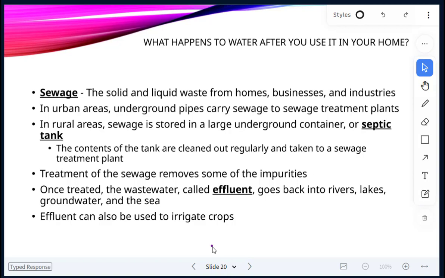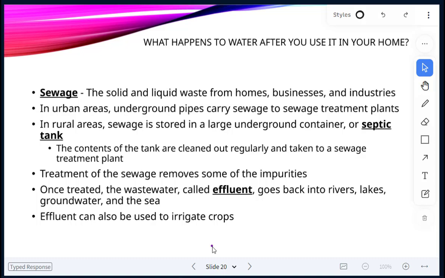All right, and then what happens to water after you use it in your home? Sewage is the solid and liquid waste from homes, businesses, and industries. In urban areas, there are underground pipes that will carry the sewage to a sewage treatment plant. If you're in a rural area, that sewage gets stored in a large underground container called a septic tank. And then every so often, that tank has to be cleaned out. The contents of the tank get cleaned out regularly and taken to the sewage treatment plant.